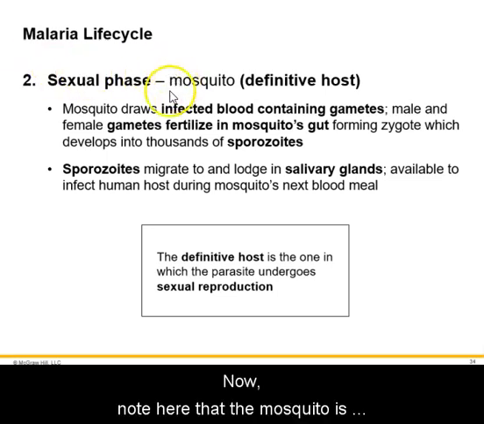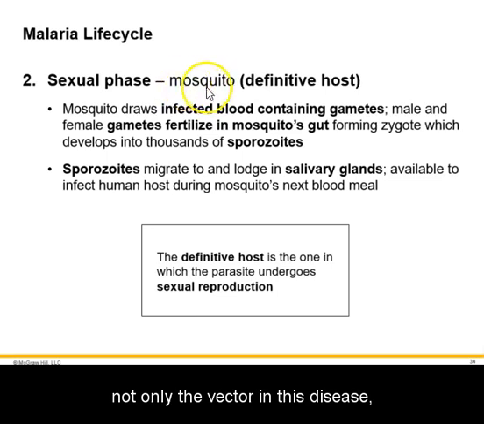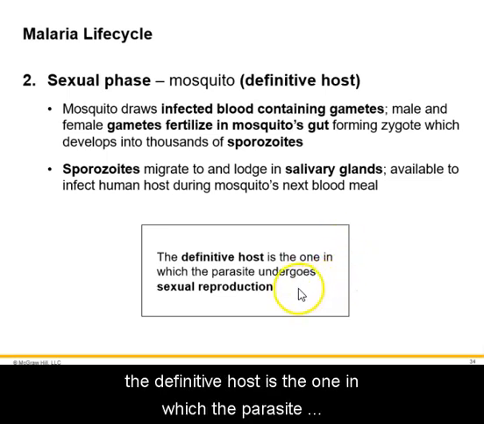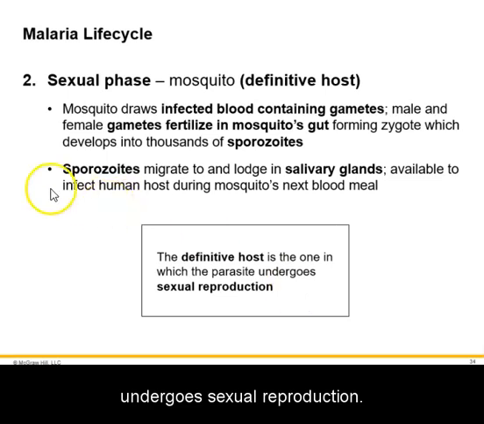Now note here that the mosquito is not only the vector in this disease, but is also the definitive host, because the definitive host is the one in which the parasite undergoes sexual reproduction.